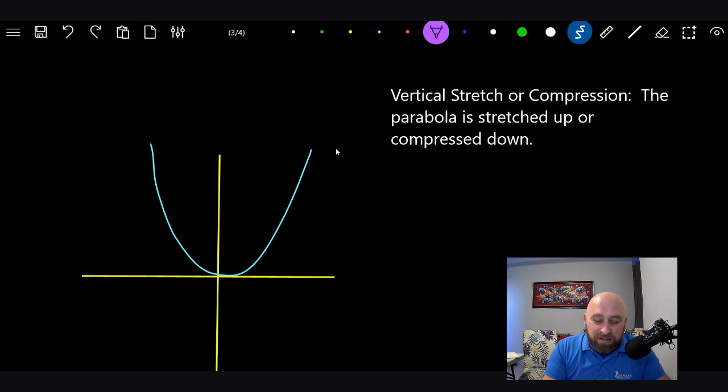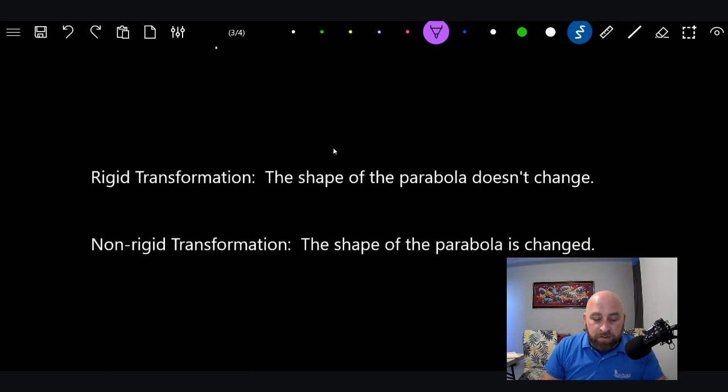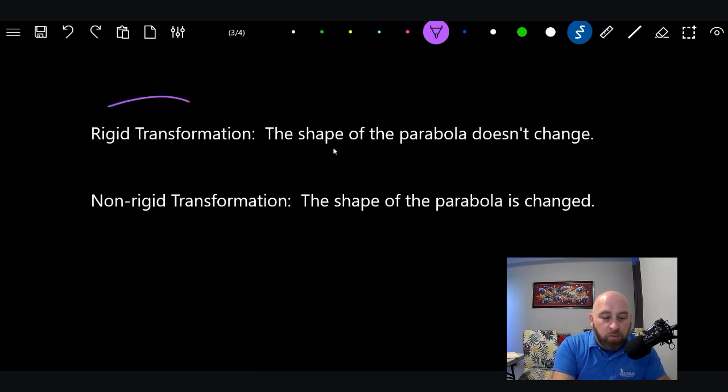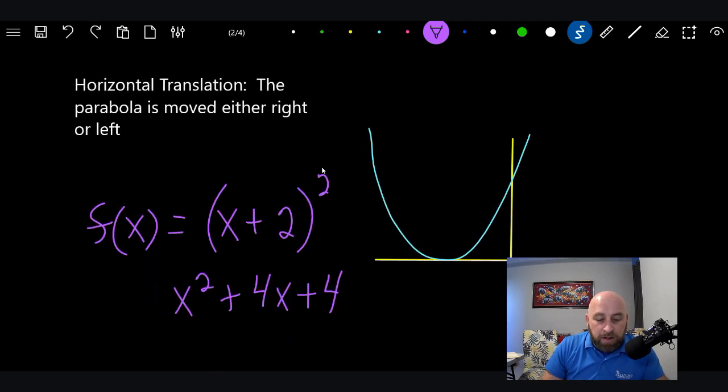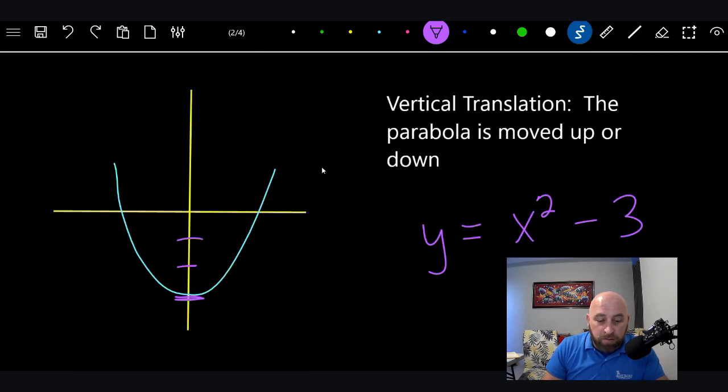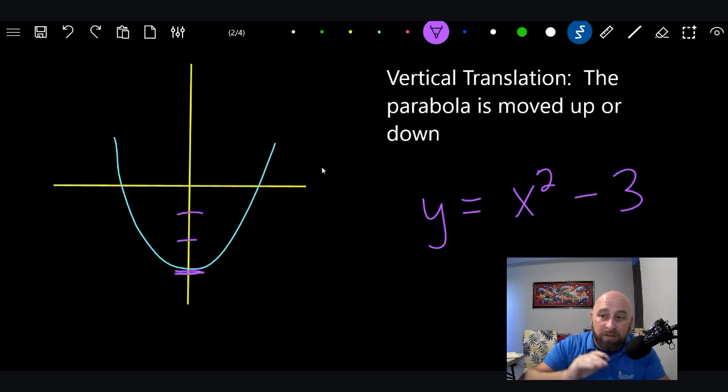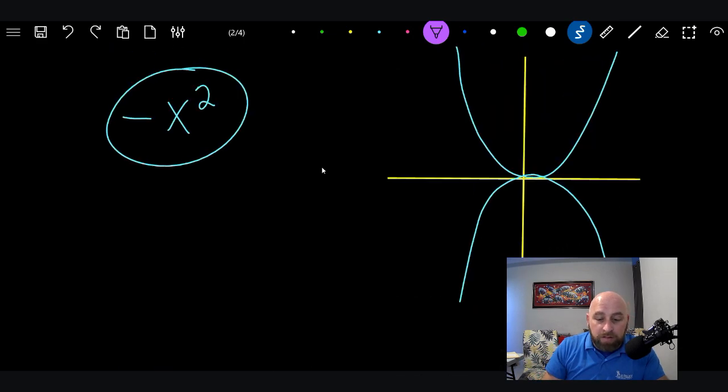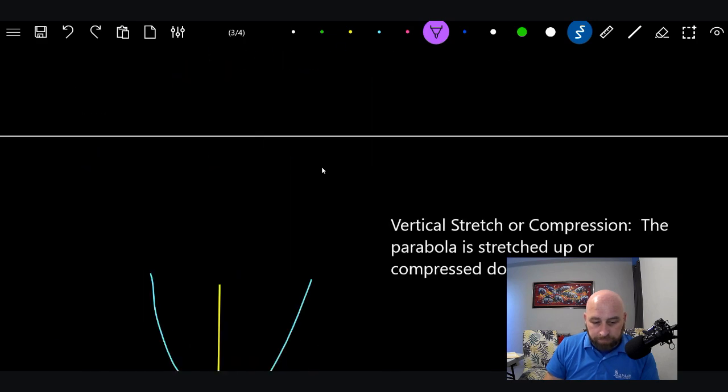But vertical stretch. So vertical stretch is when you take it and stretch it up in the air. Vertical compression is when you push it down. Now, let's go down for just a second and read these two things right here. Rigid transformation, the shape of the parabola doesn't change. Let's go back up here. Even though we moved it left and right, the shape of my parabola never moved. Here, even though I moved it up and down, my shape of my parabola never moved. Here, even though I reflected it, the shape of my parabola never changed. My reflection just reflected down, but the parabola stayed the same. Okay?